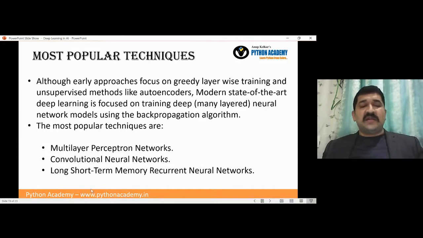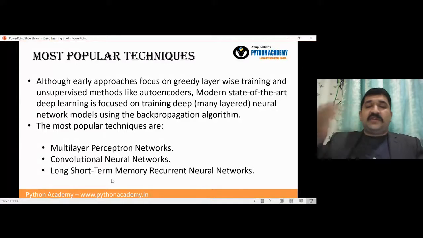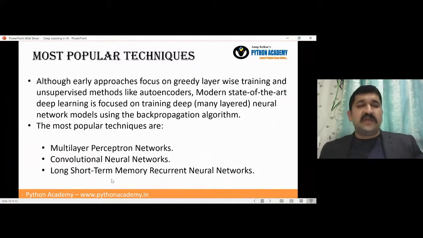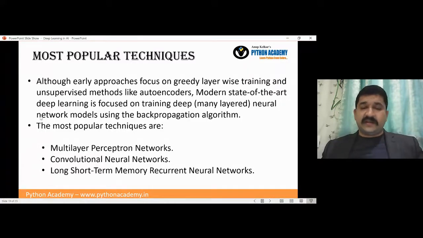There is another one, the RNN, which is called a long short-term memory recurrent neural network. It is a concept of short-term memory, but a short-term memory for a long time. So it keeps many short-term memories, and it is used most probably for time series calculation. So these are the three most popular techniques generally used in deep learning. That is the important part everyone should know.